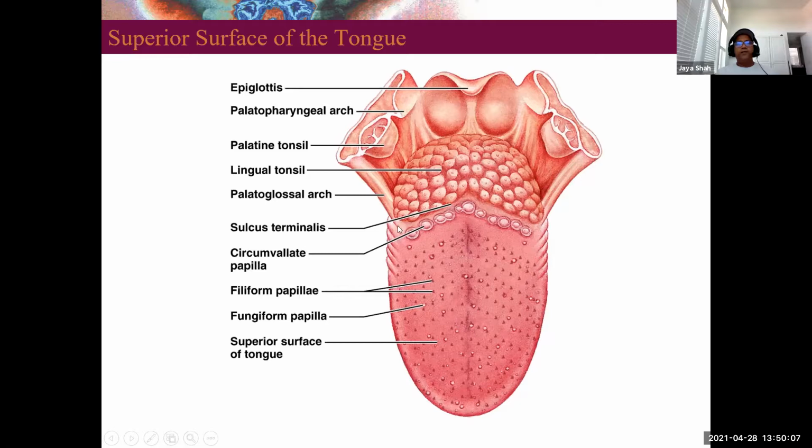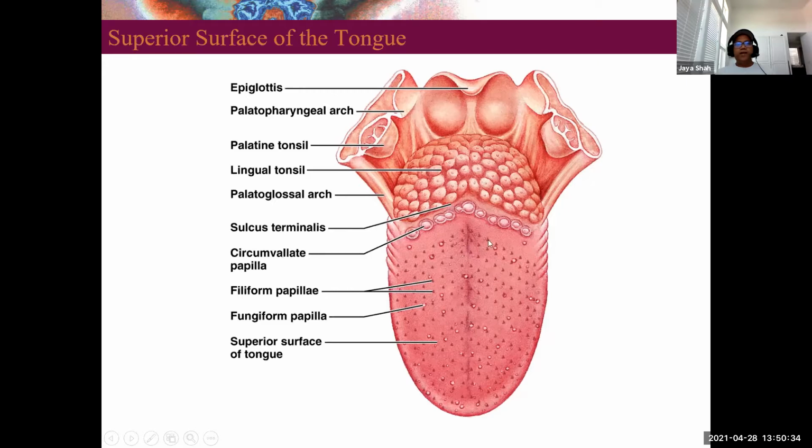And then one third of the tongue is in the pharynx, you can see here. That is called the posterior part, from here: palatoglossal arch, and then the lingual tonsils. These are all lymph nodes. And then there are taste buds. Here is the sulcus terminalis. Behind the sulcus terminalis is the posterior part of the tongue, and this is the anterior part of the tongue.